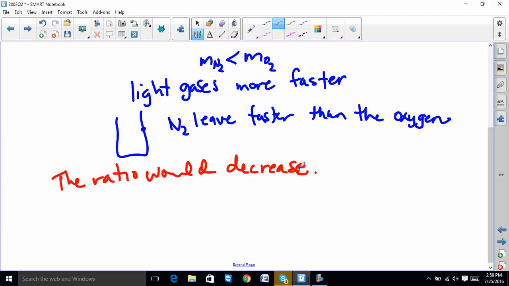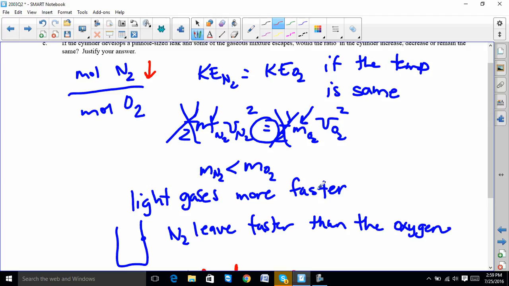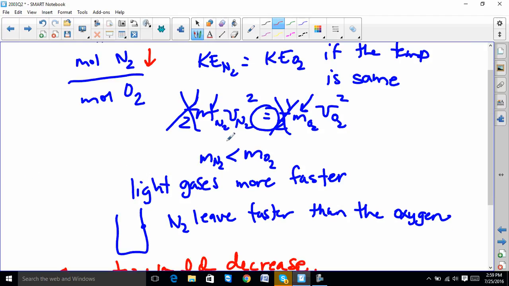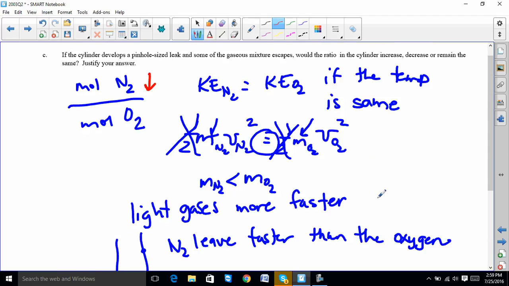So you would go through and say something on the order of: the kinetic energy of the nitrogen is the same as the kinetic energy of the oxygen if the conditions are the same, and therefore the lighter gases would be moving faster. So the nitrogen has a higher velocity than the oxygen, and so the nitrogen leaves faster. And then you could go on to say this number is decreasing faster than this number.